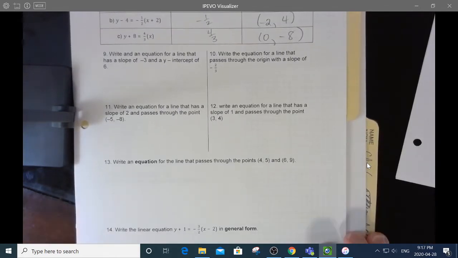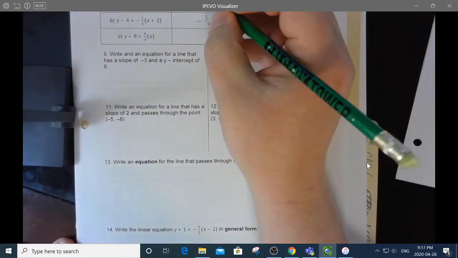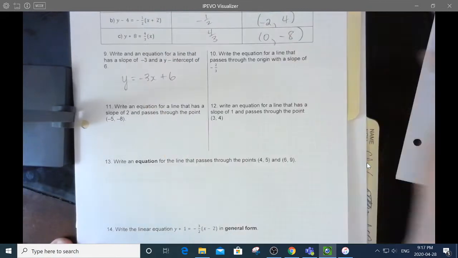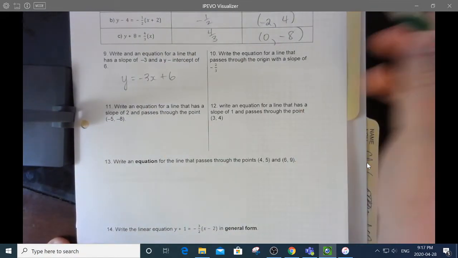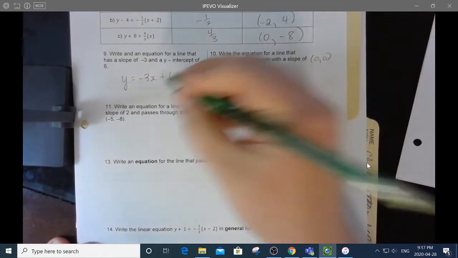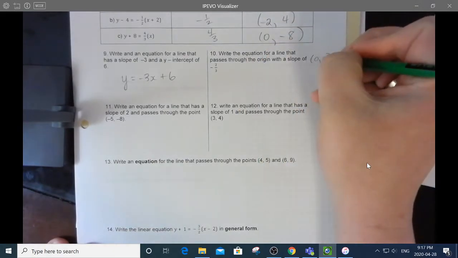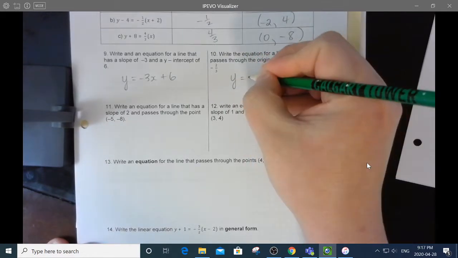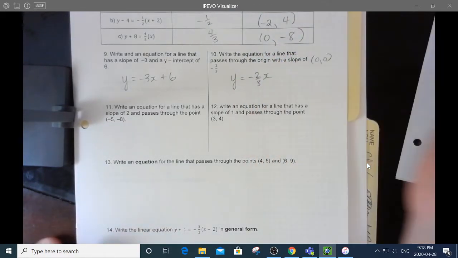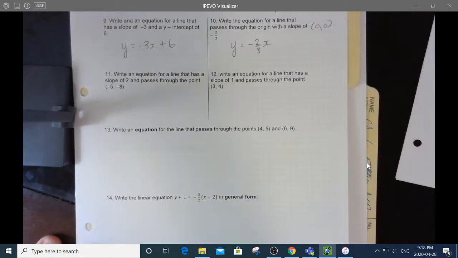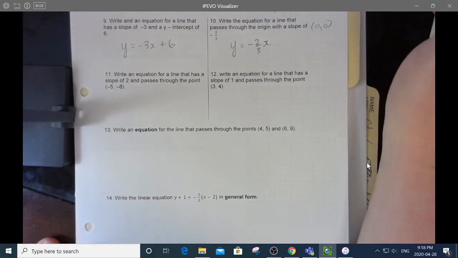Okay, number 9. Write an equation for a line that has a slope of -3 and a y-intercept of 6. Okay, so it has a slope of -3 and a y-intercept of 6. Write the equation for a line that passes through the origin. The origin, remember, is 0, 0, and has a slope of -2/3. Well, I'm going to use this same thing. I'm going to use y equals mx plus b, because technically 0, 0 is also the y-intercept. So that'd be y equals -2/3 x, and I'll say plus 0, but I'm not going to bother writing plus 0. Number 11, write an equation for a line that has a slope of 2 and passes through that point.